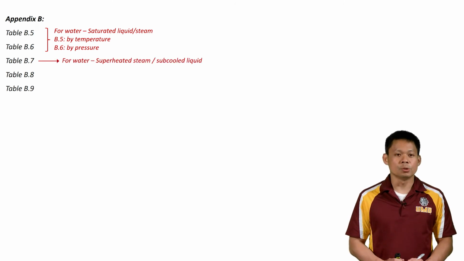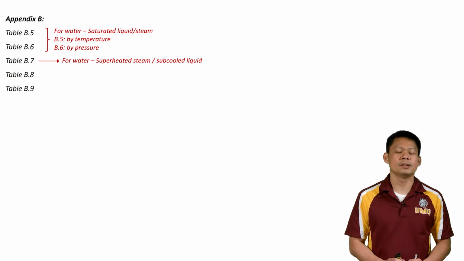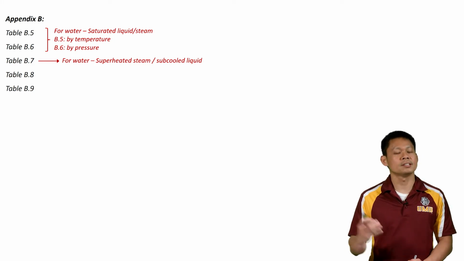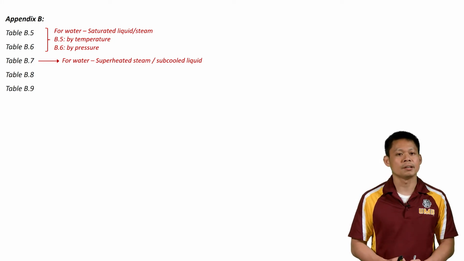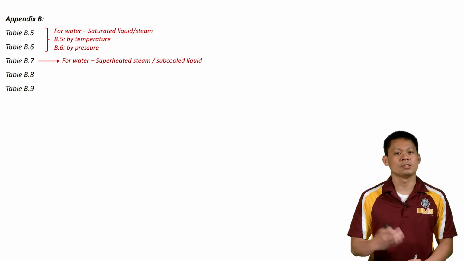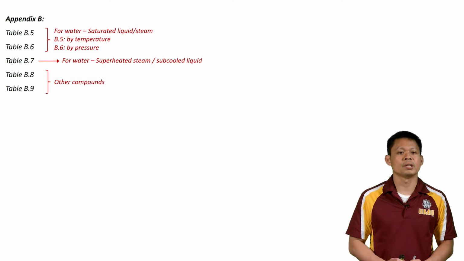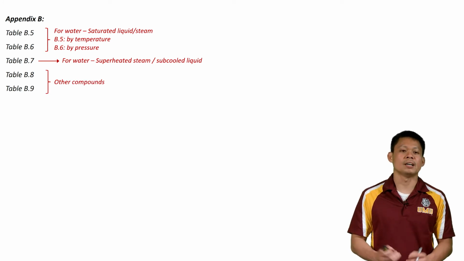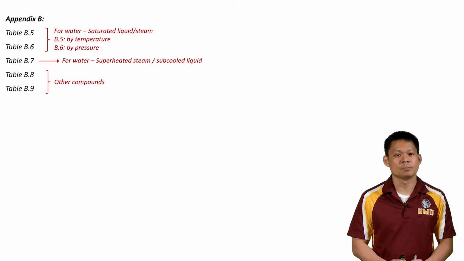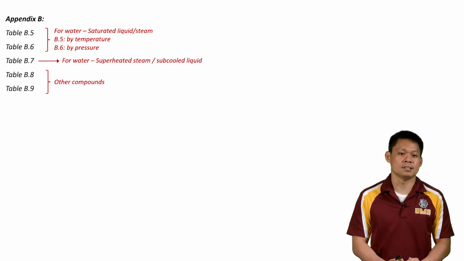Table B7 is also for water, but in this case it is superheated steam or subcooled liquid, so we are not necessarily just on the vapor-liquid equilibrium line. We can be in the superheated region or the subcooled region for the liquid. And lastly, just very briefly, I'm going to talk about tables B8 and B9, which are for other compounds. These are not going to be very useful, but I just want to point out that they do exist.